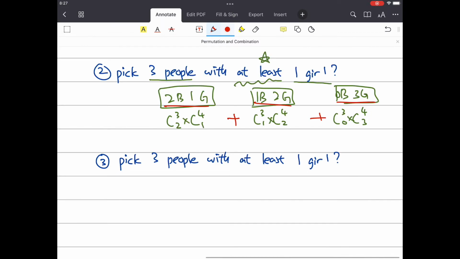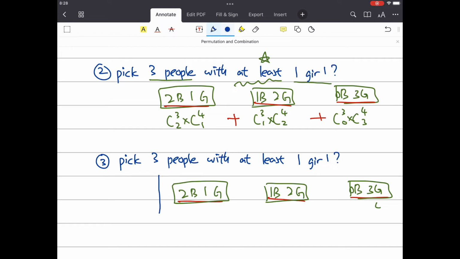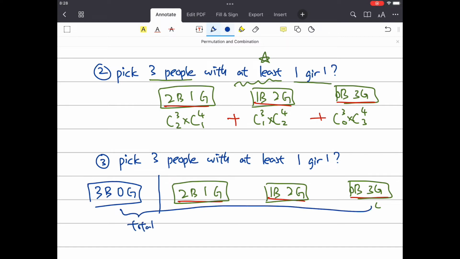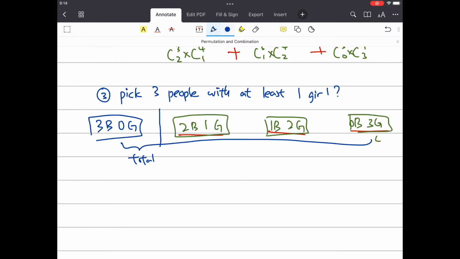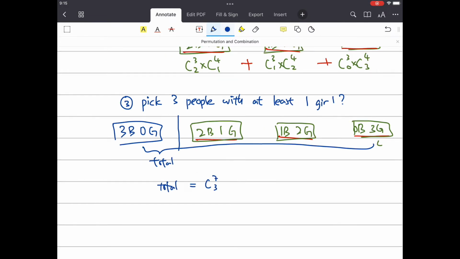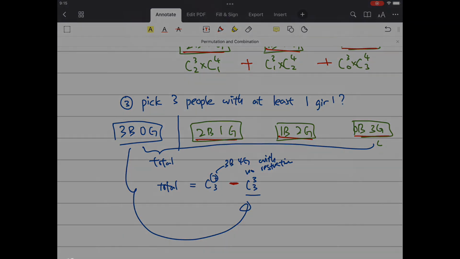For the second example, we may do it in another way. So these are the 3 cases we counted before. And then we may also have 3 boys and 0 girls, which is not included in these 3 cases. So altogether, we only have these 4 possible cases. For the total number without restriction, it is 7C3 because there are 3 boys and 4 girls, which we have 7 people to choose from. And then without restriction, we simply use 7C3 to calculate. For this 4th case, it is 3C3, so we use subtraction, and this can give you the same results.